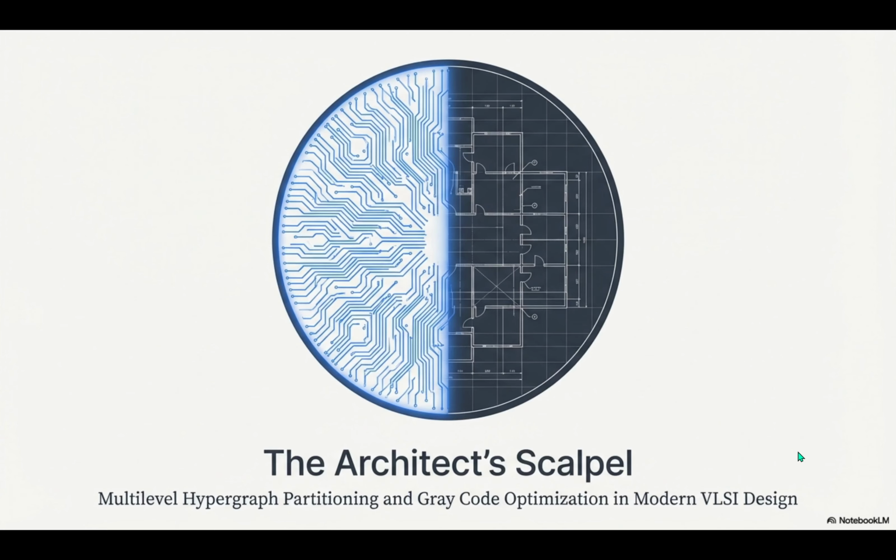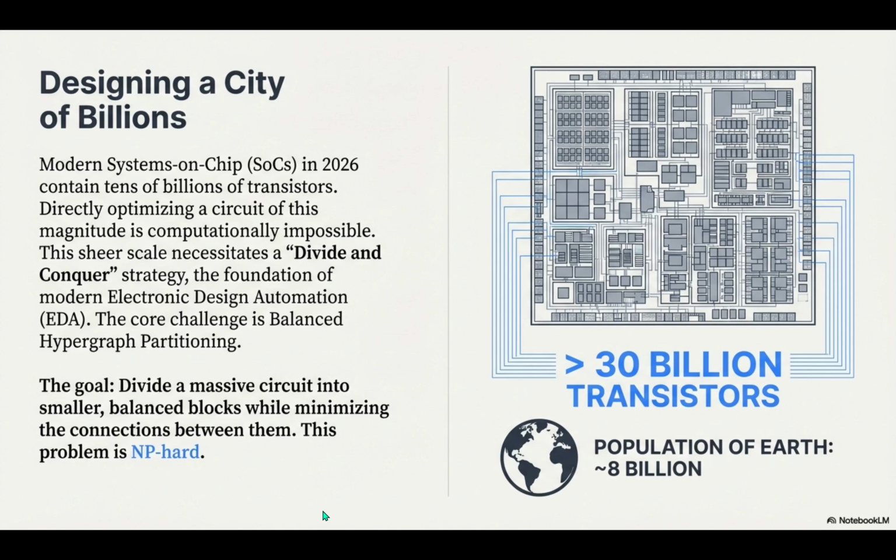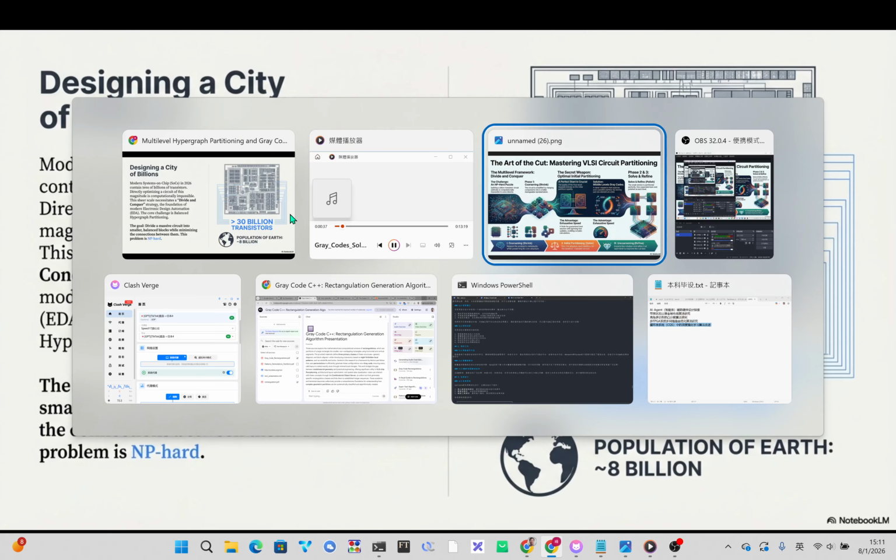Today we are taking a look at something that is pretty much at the heart of all modern technology, but it's almost completely invisible. We're talking about the chips inside your devices, specifically the massive systems on chip, or SoCs, that are being designed right now in 2026. The scale is mind boggling. We're talking about designs that have up to 30 billion transistors. 30 billion, a number that's hard to even conceptualize. Just for context, the population of the entire planet is around 8 billion people. So you've got this digital city with more components than there are humans on Earth.